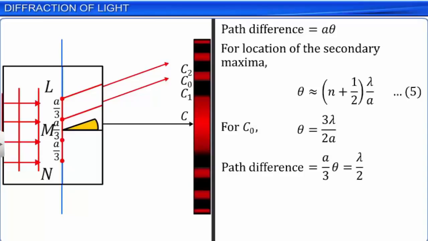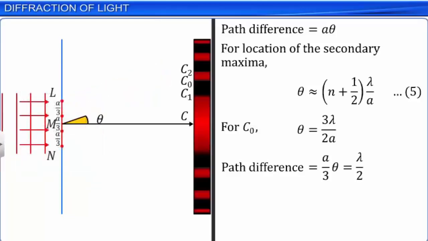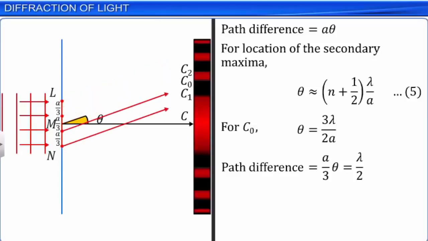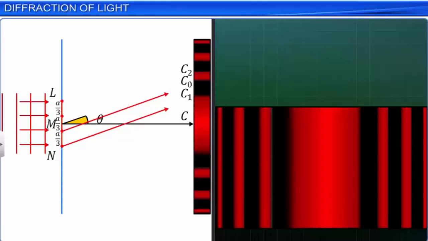In the same way, all the waves from the first part can interfere destructively with corresponding waves from the second part of the slit. Only the remaining 1/3 of the slit contributes to the intensity at C0. Therefore, the intensity of the secondary maxima is much weaker than the intensities of the central maxima. The intensity distribution due to diffraction of light is as shown.